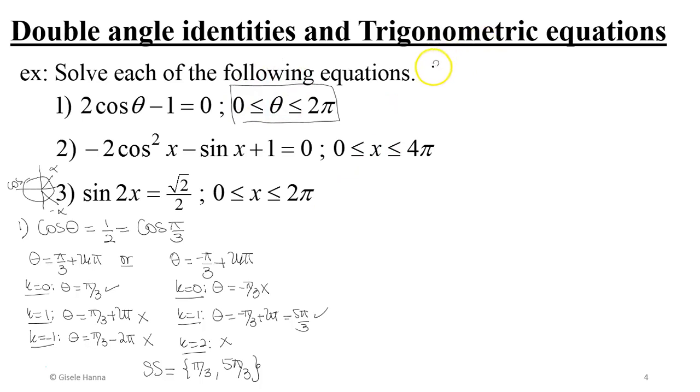Now, if I were to move to part 2, in part 2 I have negative 2 cosine squared of theta minus sine x plus 1 equals 0 in the given domain. Now, the given domain we're going to refer to at the end when we take different values of k in order to determine the accepted values of the angle. Now, let's just aim to find that angle. Now, this is in x, this is not in theta. Okay, so we have negative 2 cosine squared x minus sine x plus 1 equals 0.